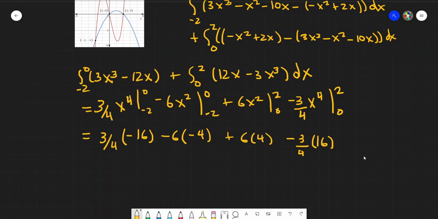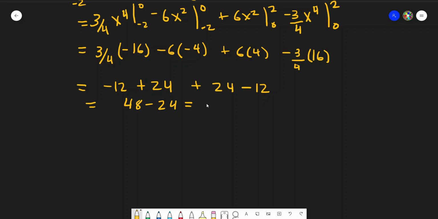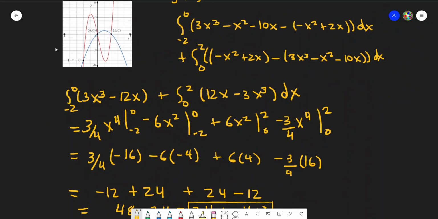Now it looks like the answer is going to simplify nicely. You have -12 plus positive 24, and then another 24, and then minus 12. Now check this out. If you add 24 plus 24, you get 48 minus 24, or 12 plus 12, which is 24. In either case, it's exactly 24 units squared. So that's going to be the answer to how much the area of the two regions would be.